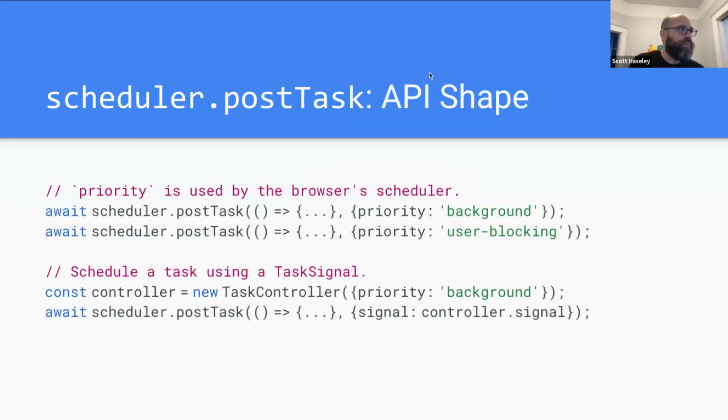So similar to the slide that I've shown in the past, this is the basic API shape. As I said, it returns a promise. You give it a callback, optionally a priority. And also we have this task controller abstraction whose signal will encapsulate both priority and cancellation. And you can pass that to postTask and also other async APIs like fetch, and then cancel everything en masse.